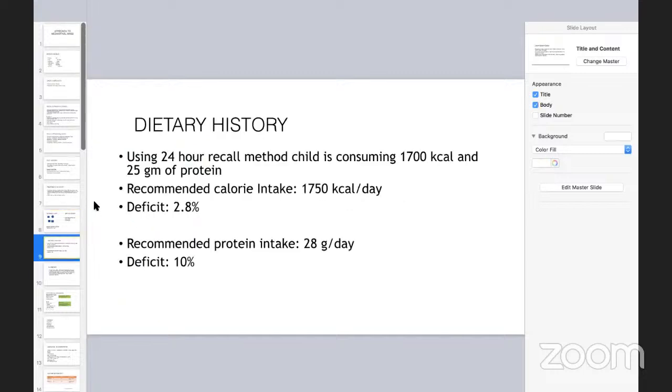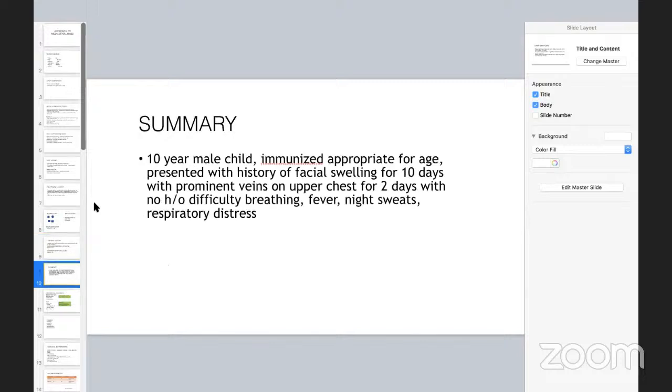According to the dietary history, the recommended calorie intake for the child is 750 kilocalories per day, and the deficit was 2.8%. The protein intake was 28 grams per day, and the deficit was 10%. So here, there's a 10-year male child immunized appropriate for age, presenting with history of facial swelling for 10 days, with prominent veins on upper chest for 2 days, with no history of difficulty breathing, fever, night sweats, and respiratory distress.